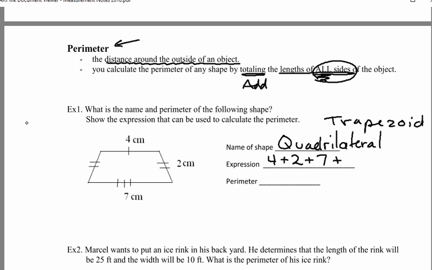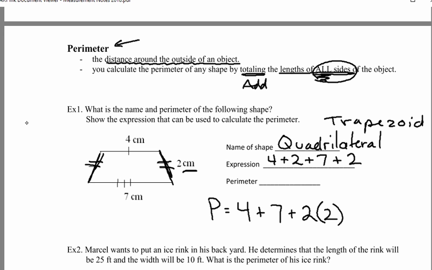We have to make sure we're adding 4 things. And in this case, we look at the ticks. Oh, look at that. The 2 centimeter is a double tick side like the side across from it. So we have to make sure we add all 4 sides. However, there's a better way to write this expression. We always want to try to write the expression in as compact a form as possible. Because the 2 centimeters occurs twice, a better expression for this perimeter would be 4 plus 7 plus 2 sides that are 2 centimeters.